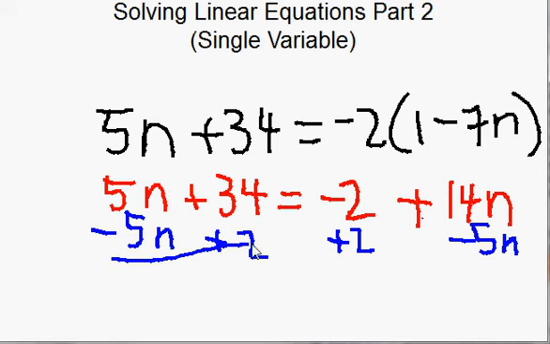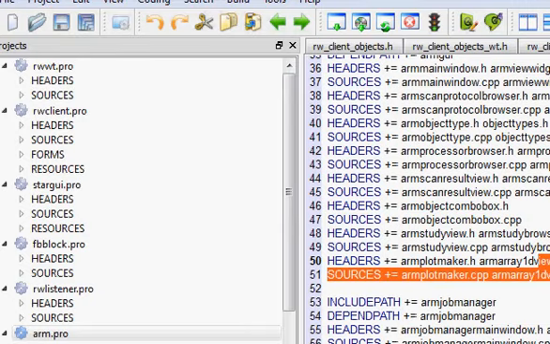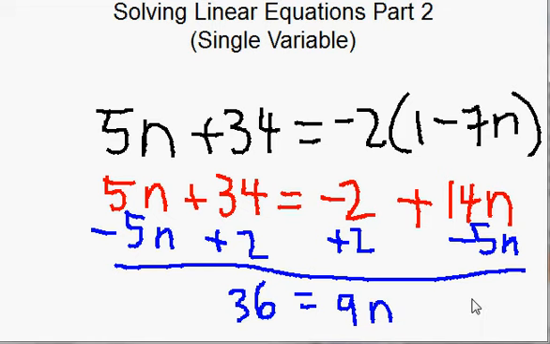When I combine those steps together, I end up with 0n, and then here's 36 equals 0 plus 9n. Now, am I done now, Abigail? Am I done? No. Okay, 36 equals 9n. Does that tell me what n is? Not quite yet. So what do I need to do next?